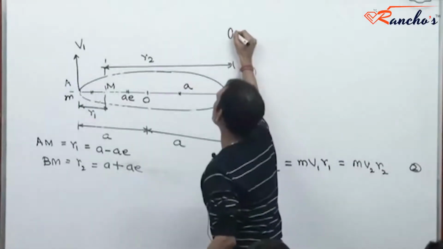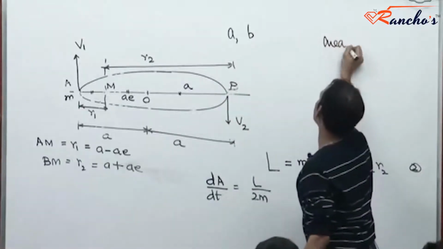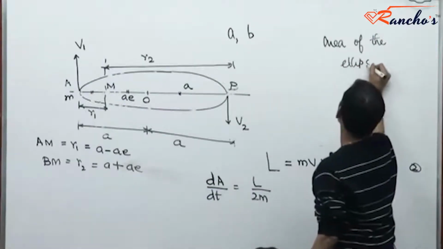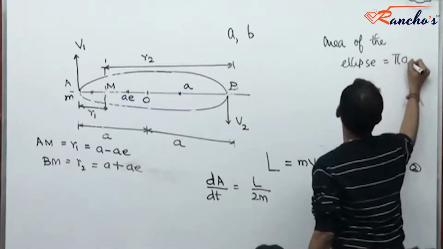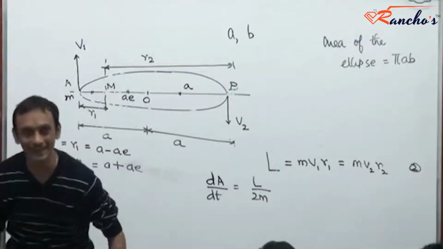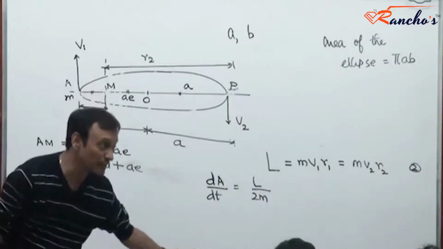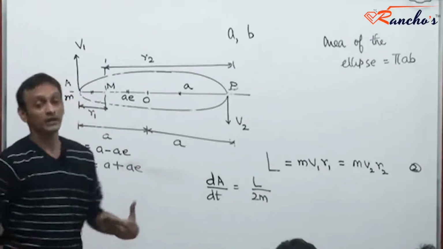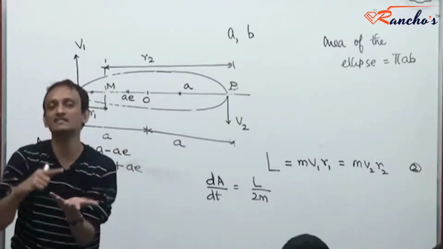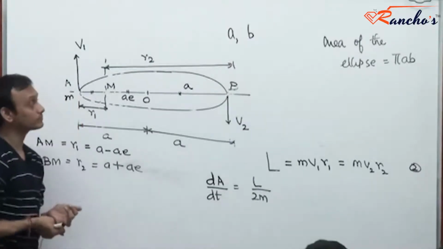if this is an ellipse with semi-major axis A and semi-minor axis B, then the area of the ellipse we learned will be pi AB. If you put B equal to A, you will get the area of the circle, pi r squared. For an ellipse, it can be established using integration that the area is pi AB. A is the semi-major axis and B is the semi-minor axis.